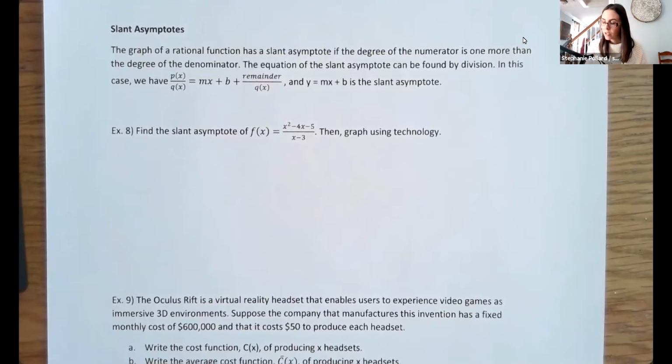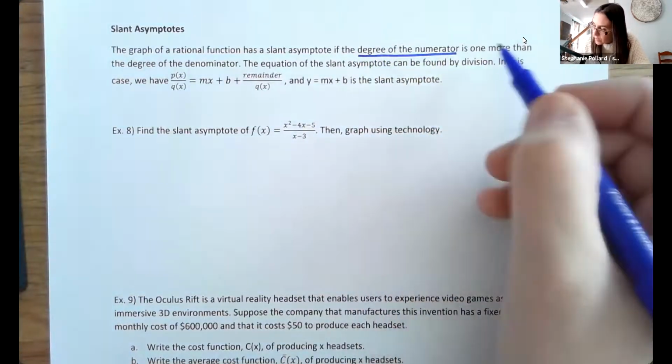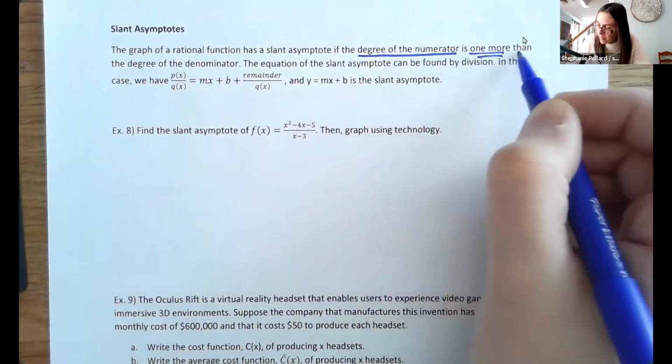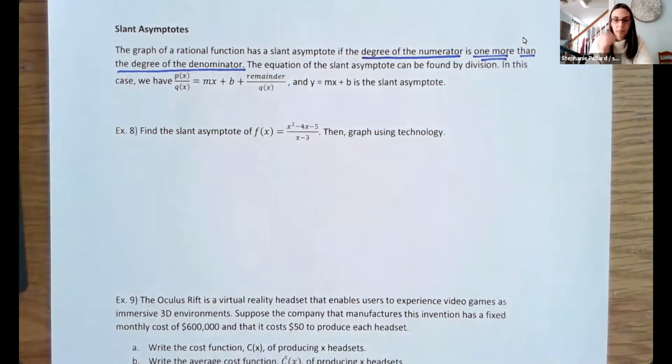So the graph of a rational function has a slant asymptote if the degree of the numerator is one more than the degree of the denominator. So it's specifically one more. And then we can find the equation of the slant asymptote by division, or by long division, which we've already learned. Or if you have a specific case, you could use synthetic division, but long division will always work.